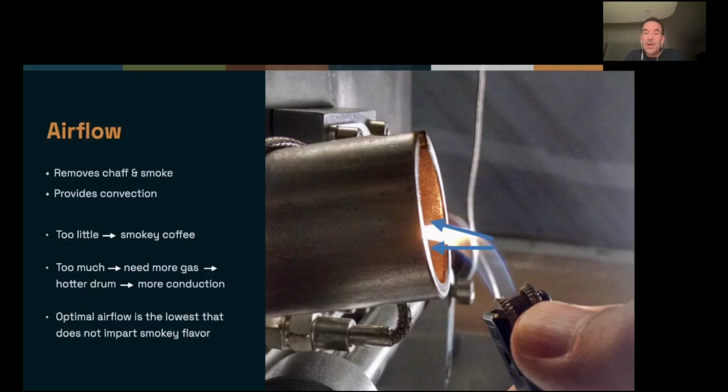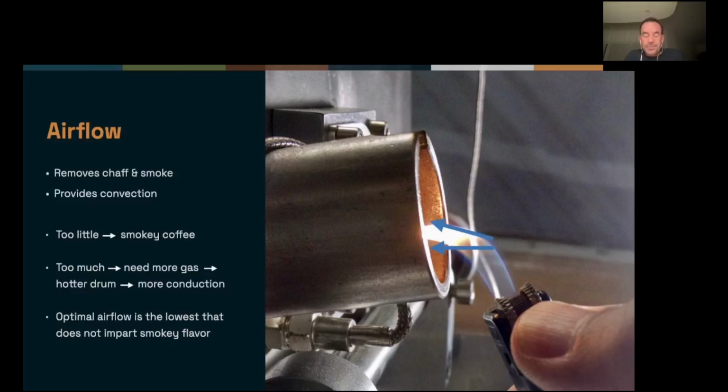But excessively high airflow is not obvious, and there's no indicator of excessively high airflow that's obvious or intuitive. So when the airflow is too high, what happens is you are pulling heat out of the roasting chamber faster than necessary, and that requires a little bit more open burner valve, so basically a larger flame, in order to compensate for that heat loss.